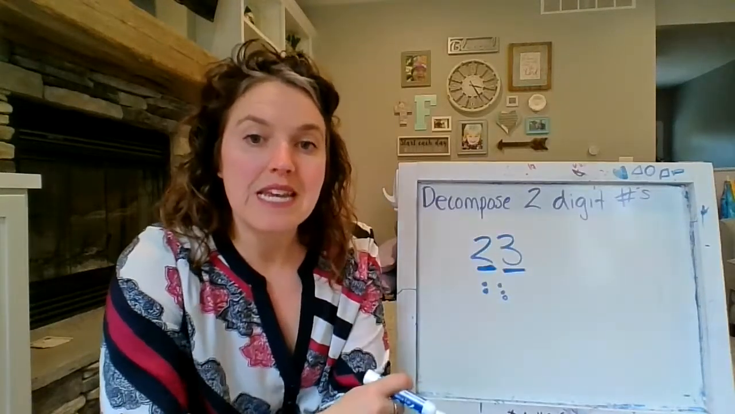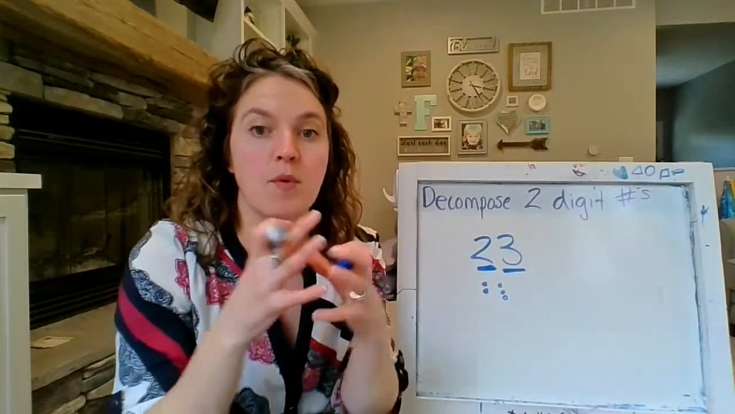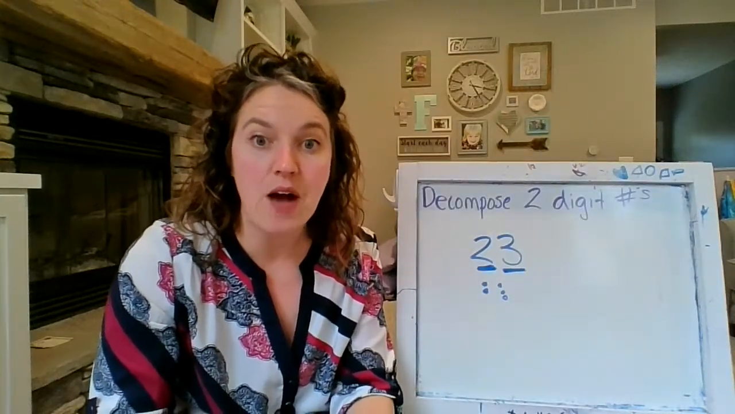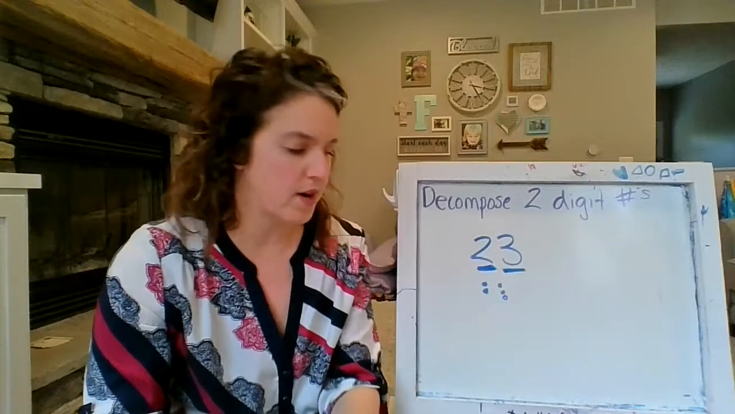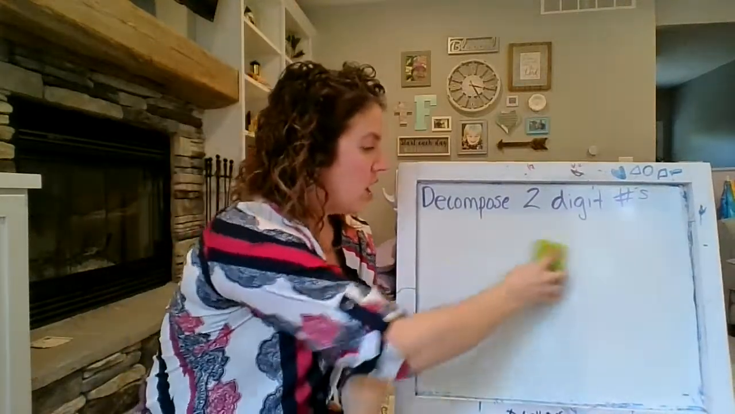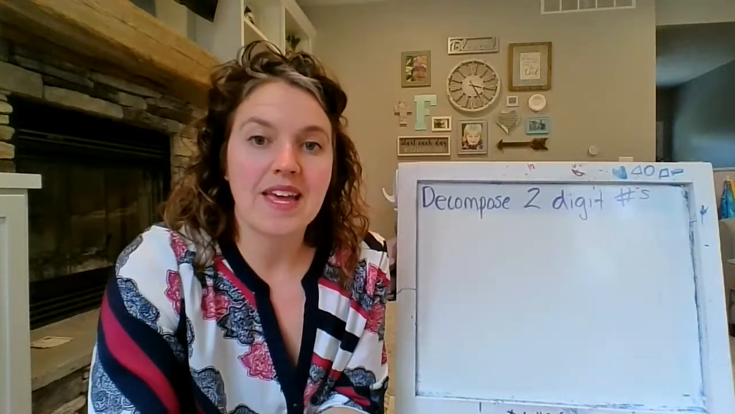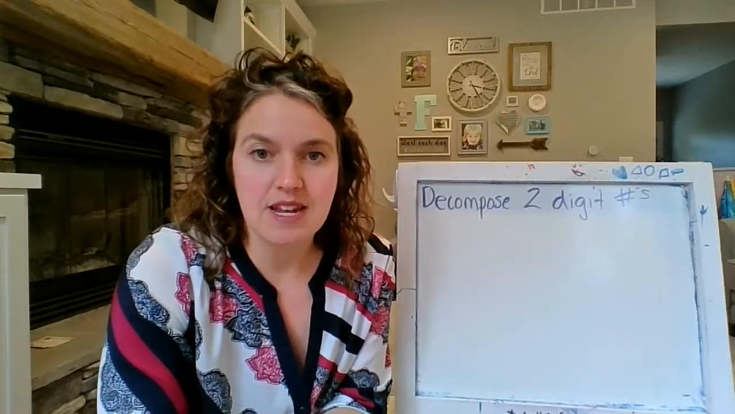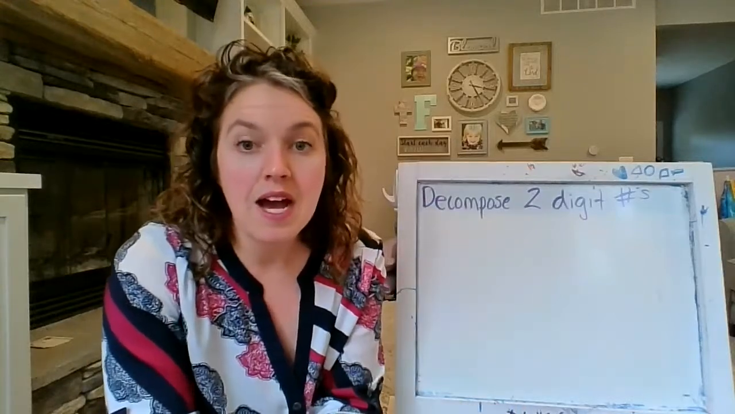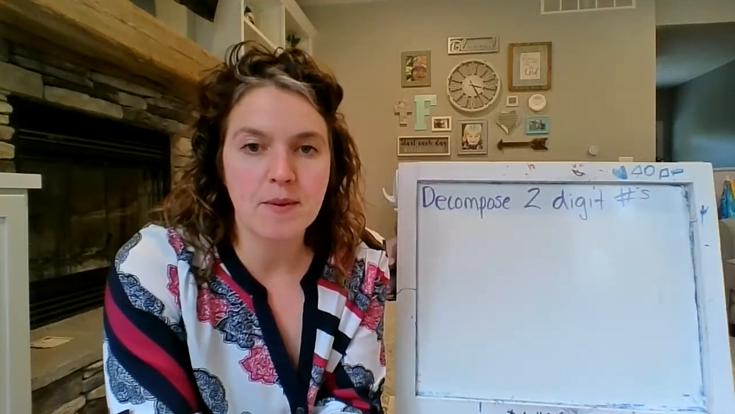So we're going to decompose some numbers. That means we're going to break them down and figure out exactly what is the value of each number. And we're going to do that in two different ways. One way is we're going to write an addition sentence. So we know that this number plus this number equals that. Another way is we're going to do a number bond.